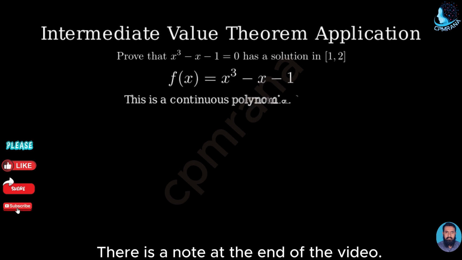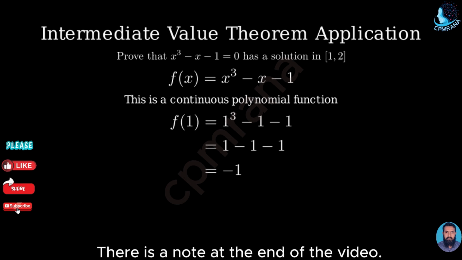First, let's define our function f of x equals x cubed minus x minus 1. Since this is a polynomial function, we know it's continuous for all real numbers. Now, let's evaluate our function at x equals 1. When we plug in 1, we get f of 1 equals 1 cubed minus 1 minus 1, which equals negative 1.